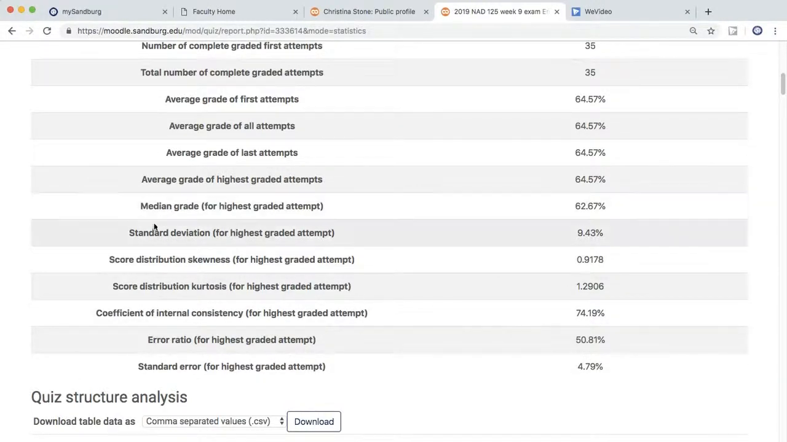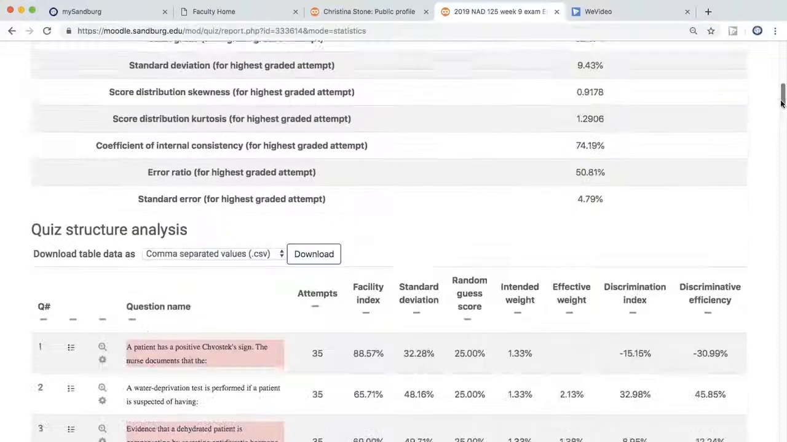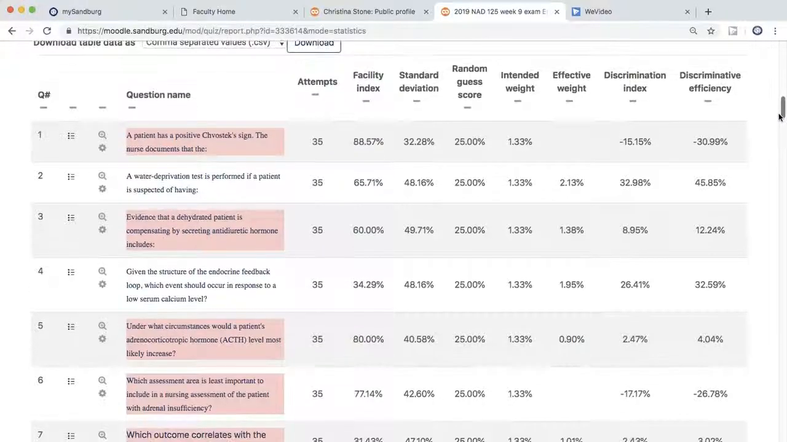And then you can get a lot of other things like your average grade, your mean grade, your standard deviation. But what I am more worried about is the index. So question number 1, 88.57% of the students got it correct. I always look at about 35% and below.